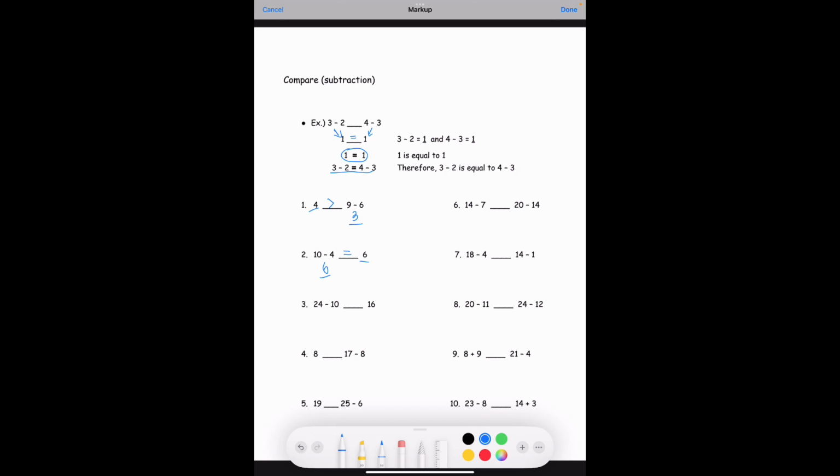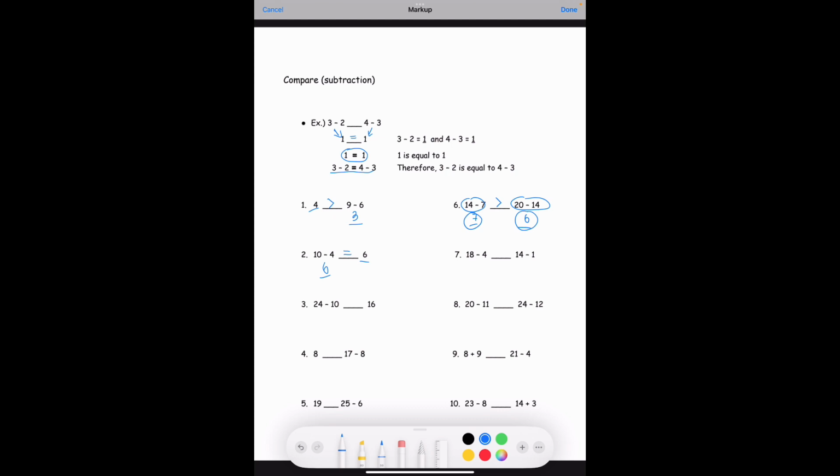Let's take a look at number 6. 14 minus 7, blank, 20 minus 14. Let's solve for both sides. 14 minus 7 equals 7. And 20 minus 14 equals 6. And looking at 7 and 6, 7 is greater, so the sign will be opening towards 14 minus 7. So 14 minus 7 is greater than 20 minus 14 because this equaled 7 and this equaled 6.